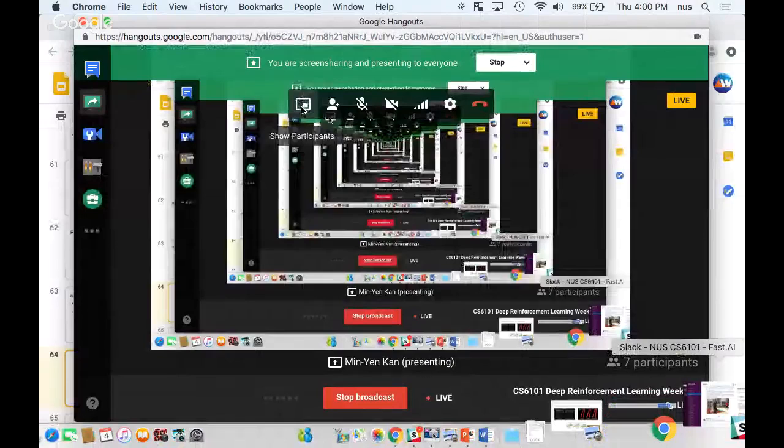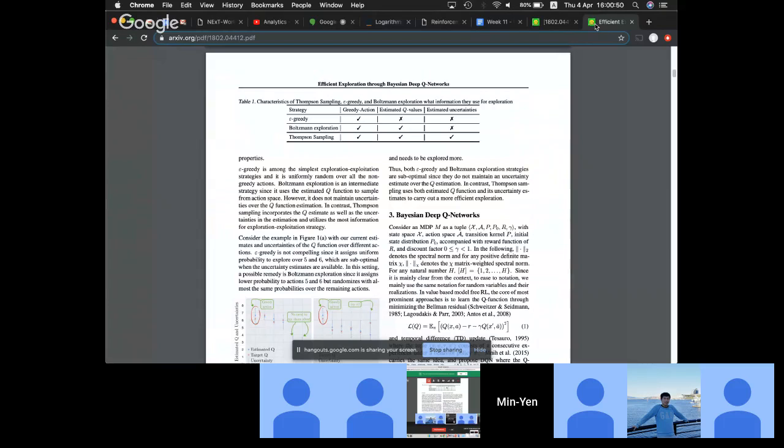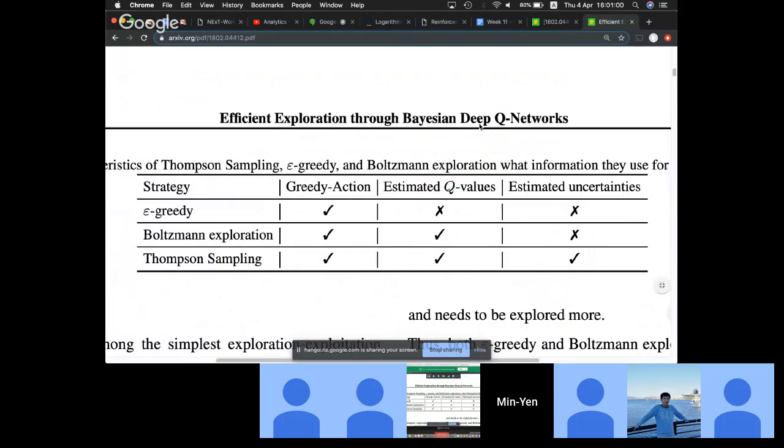Let's show the participants first. That looks terrible. Yeah, so I'm going to try to blow it up a little bit. It's this table that I think you were talking about something, right? Okay.